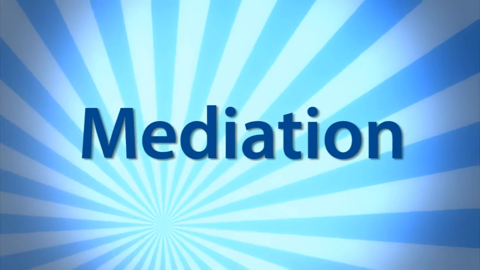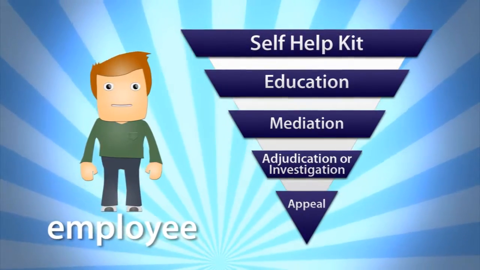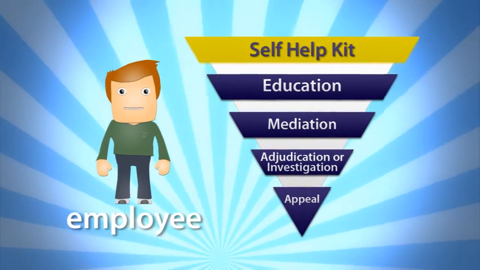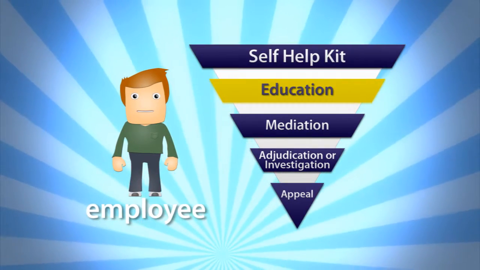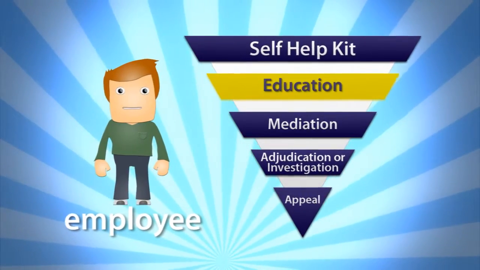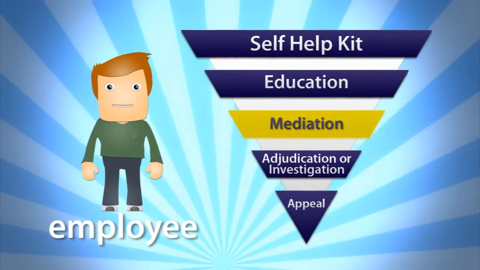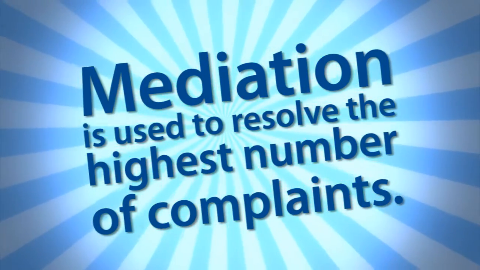This video explains the mediation process, which we use to resolve complaints. When an employee has a problem that cannot be resolved using the self-help kit, they can file a complaint. We first try to resolve complaints by educating both parties about the Act. However, if this does not work, a process called mediation may be used. Mediation is used to resolve the highest number of complaints.